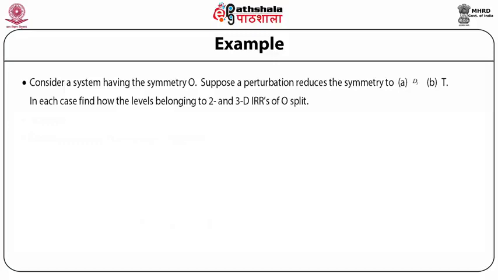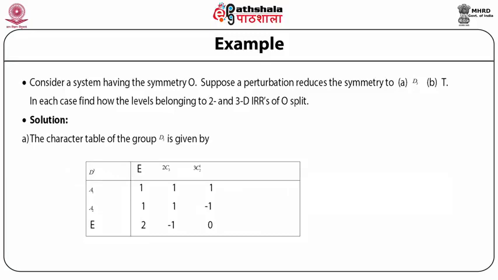Remember first, when the system has the symmetry group O, then its 2-dimensional representation means that it has 2 degenerate levels and another 3 doubly degenerate and triply degenerate levels. So when this symmetry is reduced with the help of perturbation, let us see how the energy levels split.